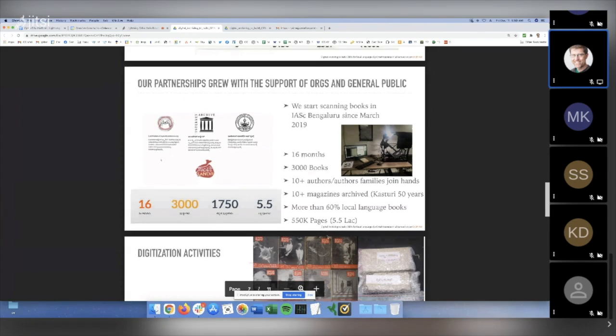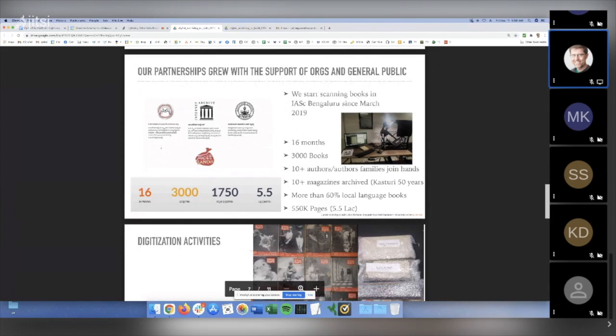Yes, and under this, we were able to reach out to 10 plus authors and author families who released most of their content in Creative Commons license. Currently, it is all available on Internet Archive. And we also digitized various local magazines with permission, and also some of them which were supposed to be archived. One of that is Kasturi, which is also known as the Reader's Digest for Kannada. And we have the complete 50 years of archive on Internet Archive.